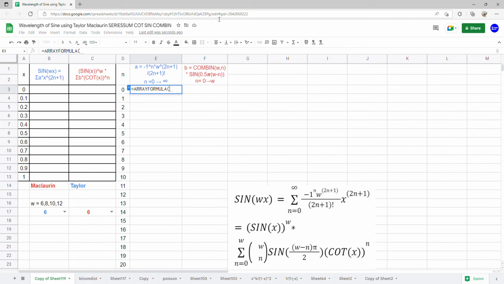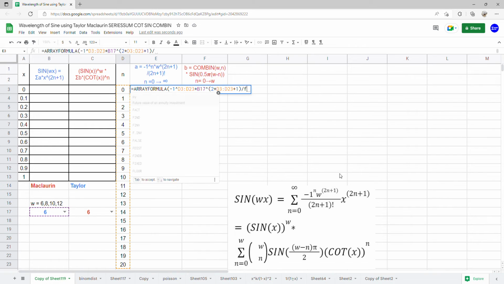And the value of A, array formula, minus 1 raised to the power n times W raised to the power 2n plus 1, the quantity 2 times n plus 1. We have completed the numerator. Now the denominator, factorial 2n plus 1.